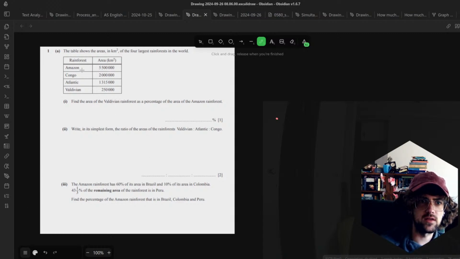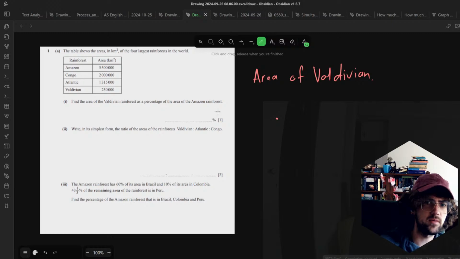The table shows the areas in kilometers squared of the 4 largest rainforests in the world. So we've got the Amazon with an area of 5,500,000 kilometers squared. The Congo has 2,000,000 kilometers squared. The Atlantic has 1,315,000 kilometers squared, and the Valdivian has 250,000 kilometers squared. So find the area of the Valdivian rainforest as a percentage of the area of the Amazon rainforest.